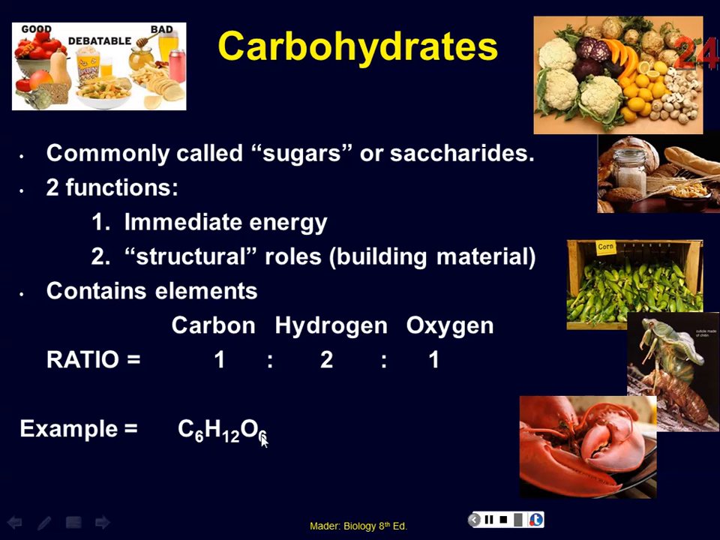So if we had C3H6O3, that would be a carbohydrate. Okay, so if I give you a list of molecules and say pick out the carbohydrates, what are you looking for? Carbon, hydrogen, and oxygen in a ratio of 1 to 2 to 1. Sometimes when you get into the very, very large carbohydrates, that ratio might be off by an atom or two, but very, very close.